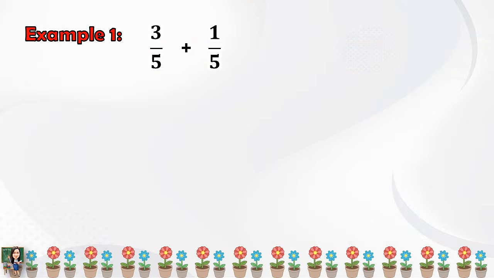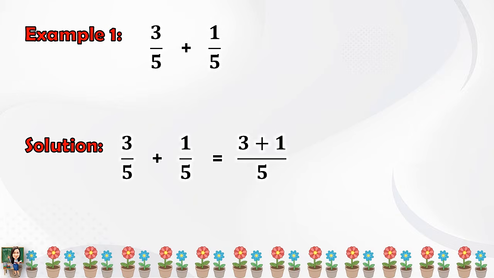Example number 1. 3/5 plus 1/5. These are similar fractions. Simply add the numerators, 3 plus 1. Then copy the common denominator, which is 5. 3 plus 1 equals 4. The answer is 4/5.